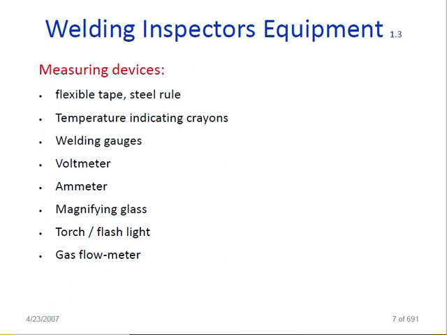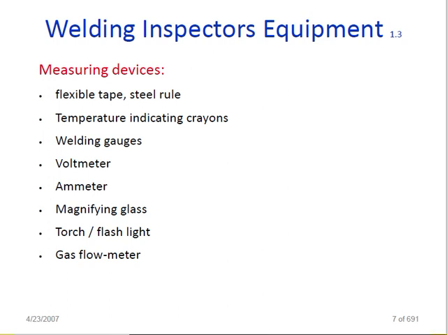Welding gauges are a must. You need to check the bevel angle, root face, then the hi-lo gauge if there is any problem in the root areas, if there is an up-down. Voltmeter, for checking the voltage, to check whether it is maintained as per the WPS or not. Ammeter is the same thing, check whether the WPS is being maintained. Magnifying glass you must have, to check defects properly.